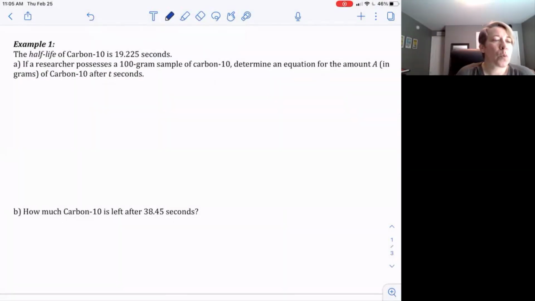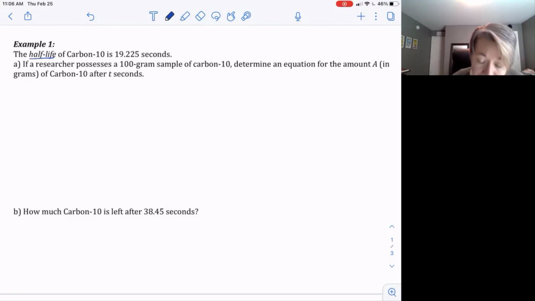So let's try example 1. We have the half-life. Okay, so that's important. We've got a half-life of carbon-10 that is 19.225 seconds. And then it asks us a couple of questions. First, it says if a researcher possesses a 100-gram sample of carbon-10, determine an equation for the amount a in grams of carbon-10 after t seconds.